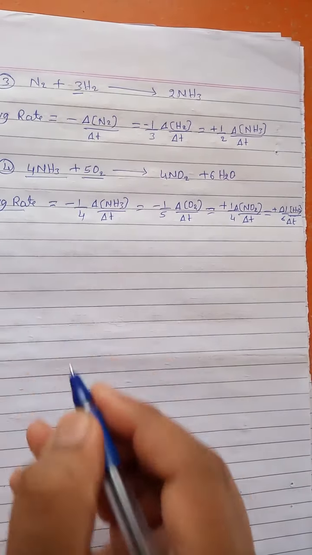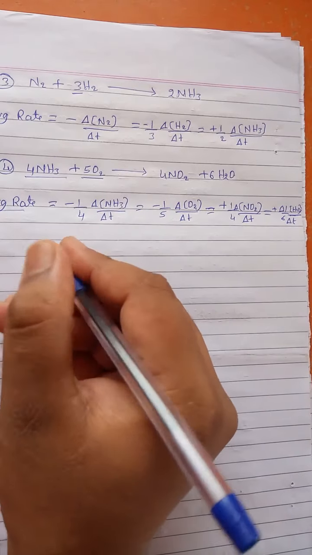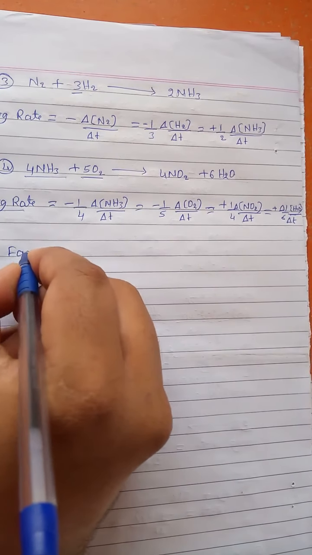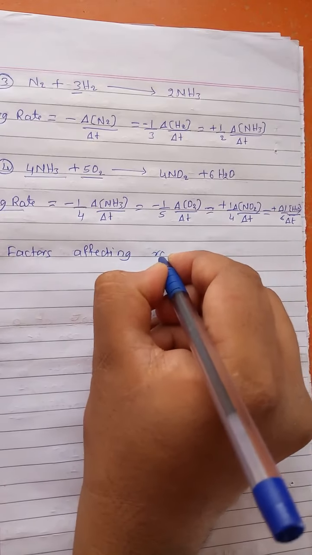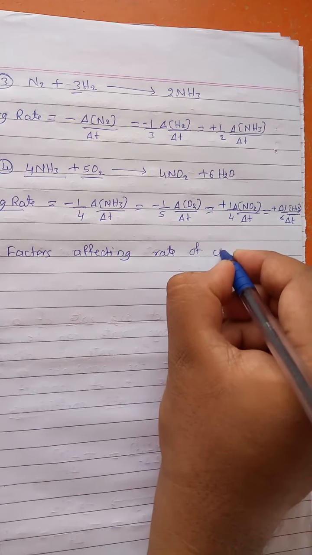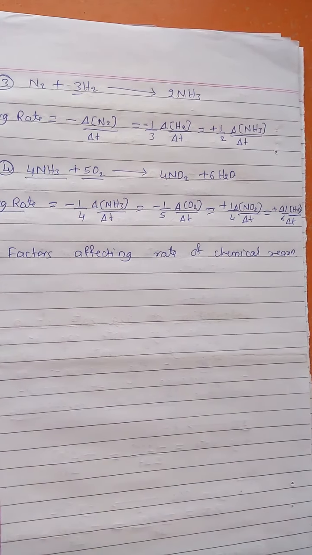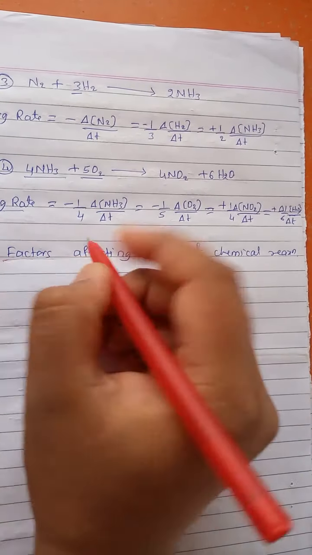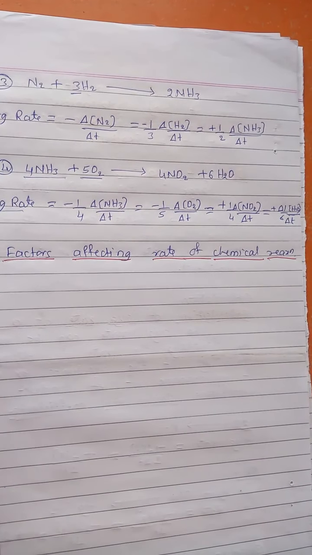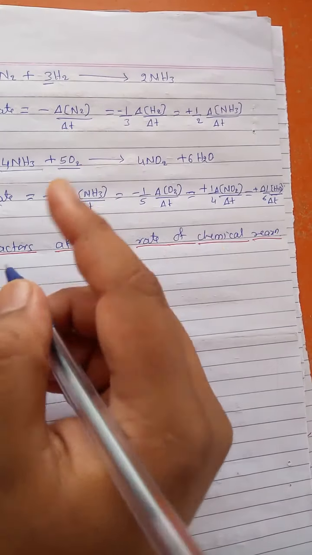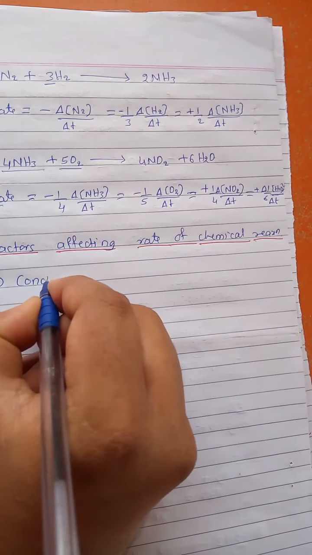Next, this is the rate or velocity of a reaction, the average rate of a reaction. Another one is the instantaneous rate of a reaction. Next, another concept is the factors affecting rate of chemical reaction. The next concept is the factors which affect the rate of reaction. First one is the concentration of reactant.